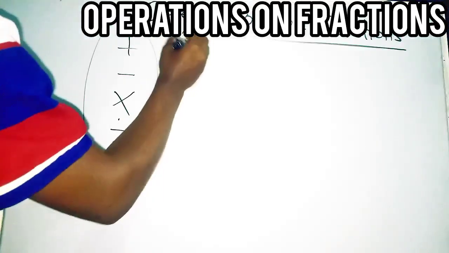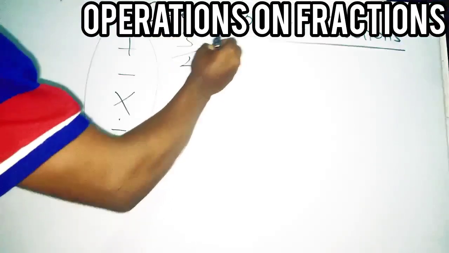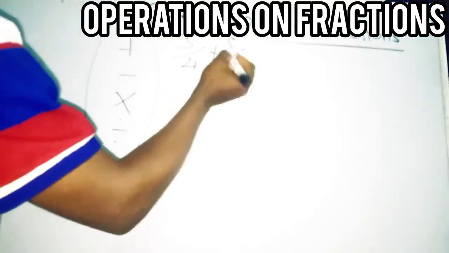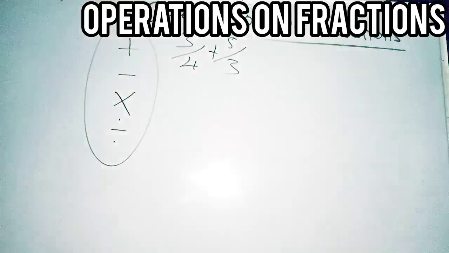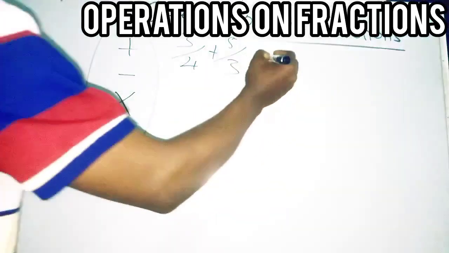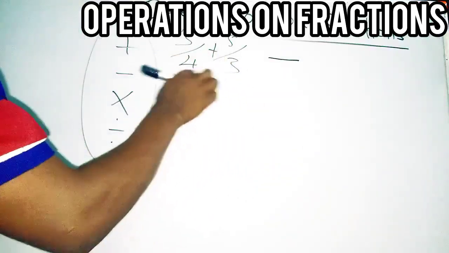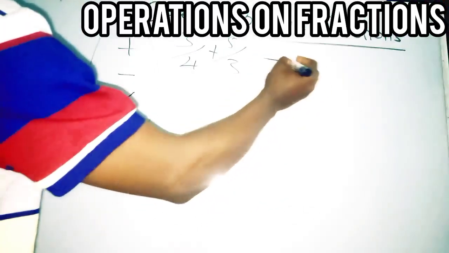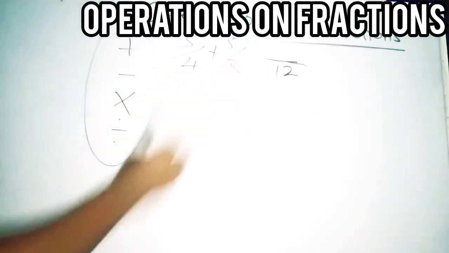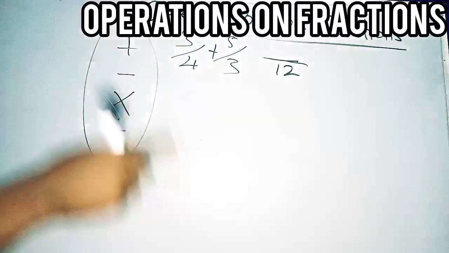You have 3 over 4 plus 5 over 3. When you have this, how do you go about it? The first thing you do is to find the LCM. The LCM for this and this is 12. You have your 12 here. Now, how many times would 4 go into 12? 4 can go into 12 3 times.